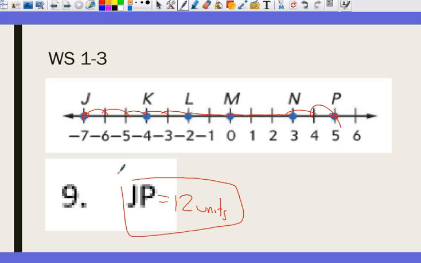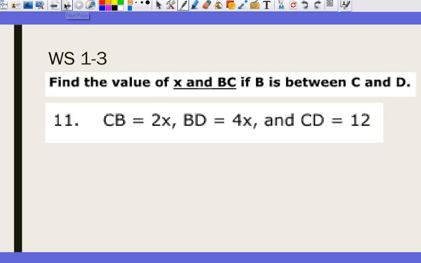Onwards to number 11. We're upgrading the evens. Okay. CD is like this. Sorry, let me read the question. Find the value of X and BC if B is in between C and D. So we know we have CD, we know B somewhere here in the middle. So we know CB is 2X. We know BD is 4X. And we know CD is 12.